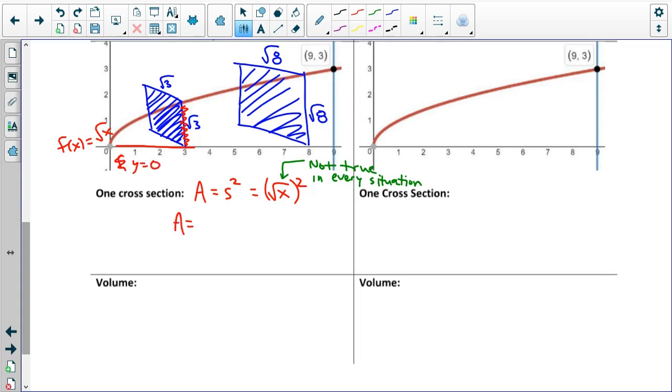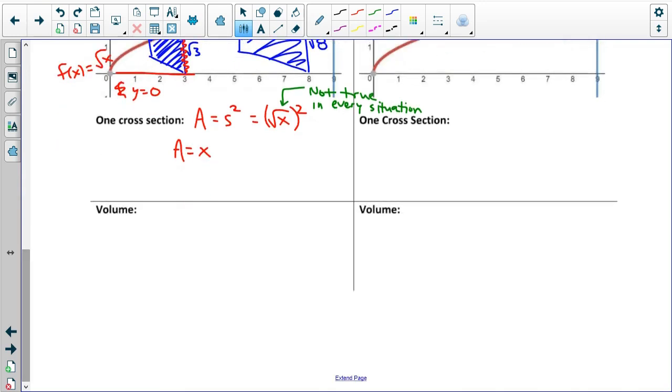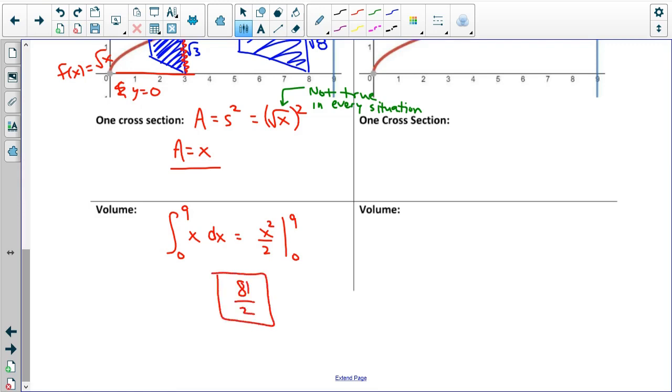So the area function in this case is the square root of x squared, which is x. So the volume in this case is going to be the integral from 0 to 9 of whatever my area function is. So in this case, that's x dx. So this is x squared over 2 evaluated from 0 to 9. So my volume is 81 halves. It's really not that hard once you figure out what the area of each cross section is. So once you figure out that the area of each cross section in this case is just x, all you have to do is integrate that and you're done.